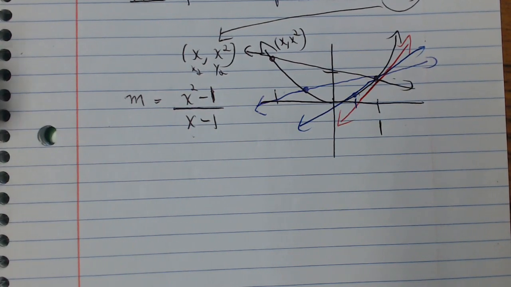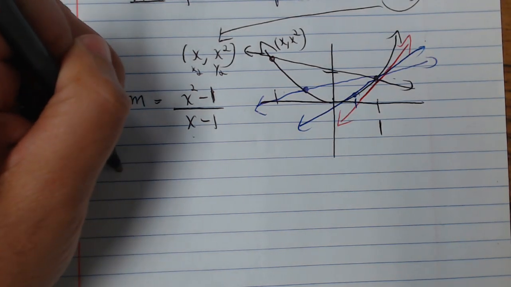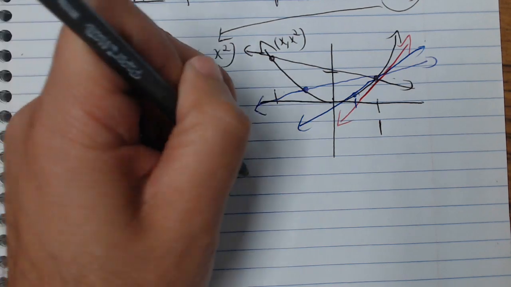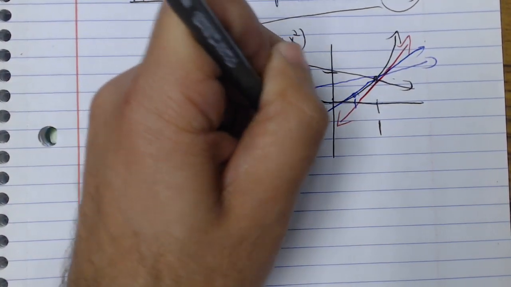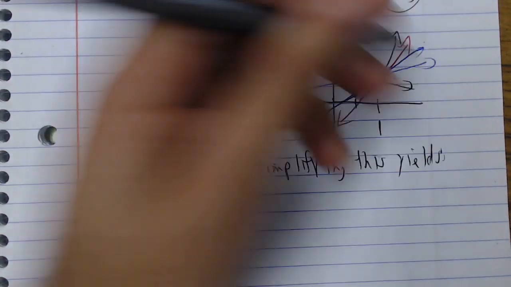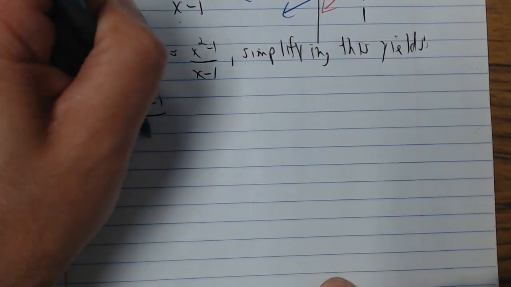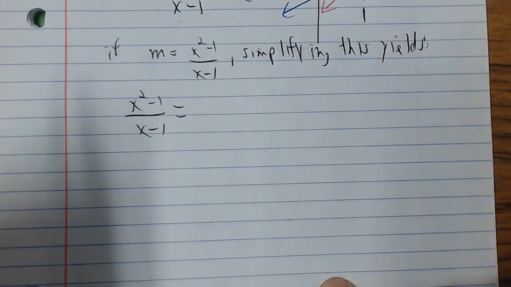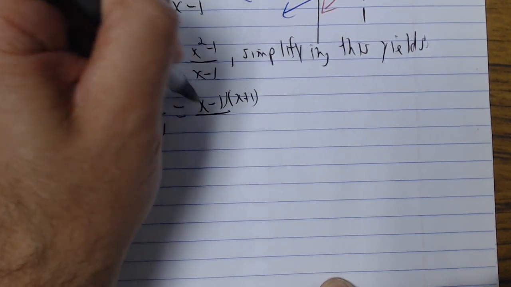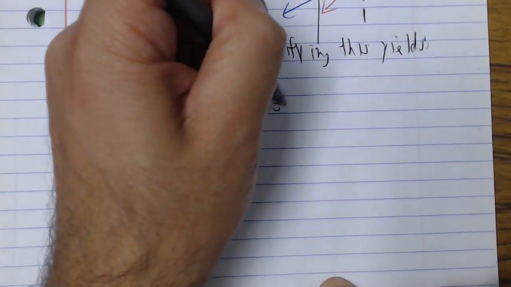We could say, look, if m equals (x squared minus 1) over (x minus 1), simplifying this yields the following. The way I could simplify this is I could take (x squared minus 1) over (x minus 1). That's the same thing as, you could factor the numerator as (x minus 1) times (x plus 1) all over (x minus 1). And the good news is you notice that you could cancel out the x minus 1, which then gives us x plus 1.